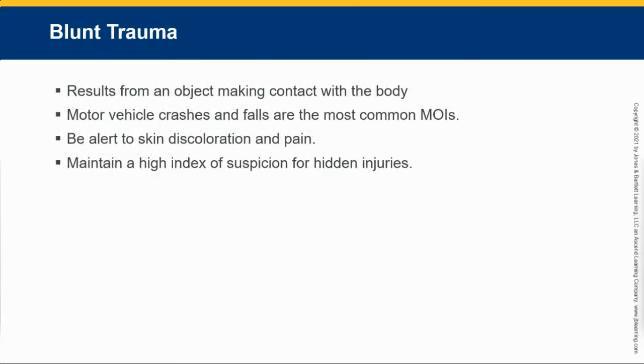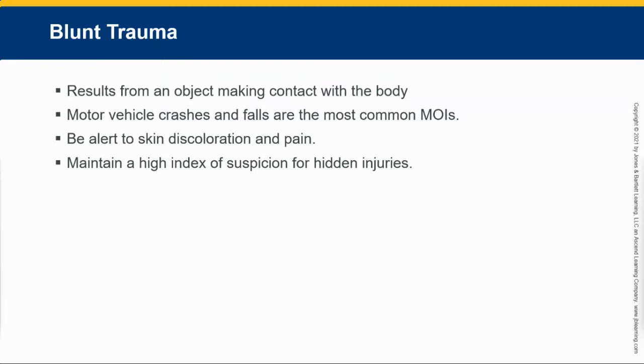So blunt trauma results from an object making contact with the body. Things like motor vehicle crashes and falls are really common, whereas the motor vehicle crashes into a thing and then the body crashes into the vehicle itself. We want to make sure that we're alert to skin discoloration and things like that, because maybe pain in a certain site may be the only indicator of blunt trauma. But we want to make sure that we maintain a high index of suspicion for hidden injuries.